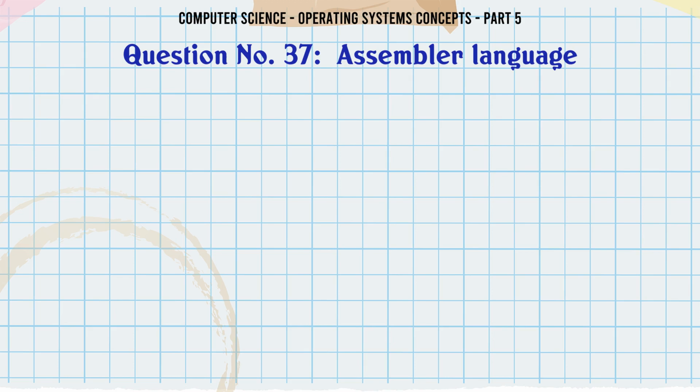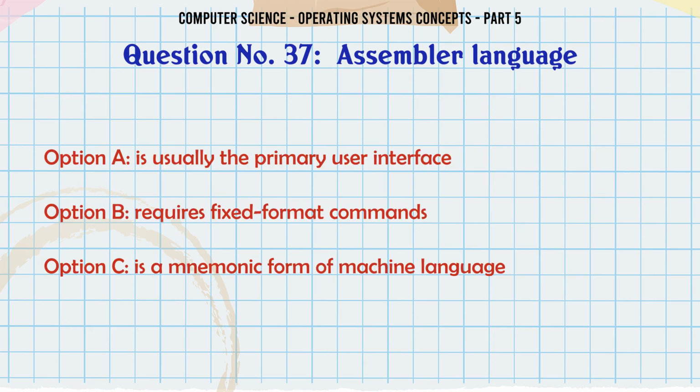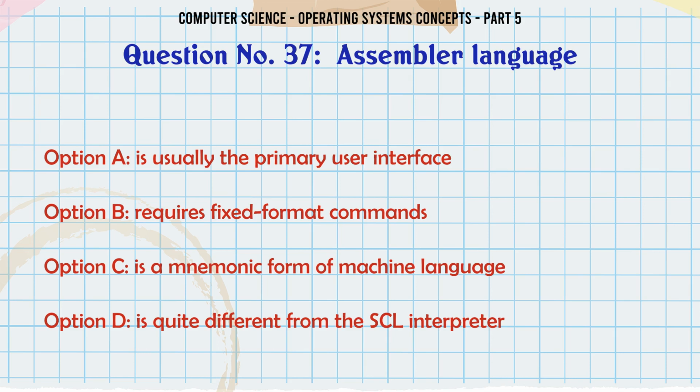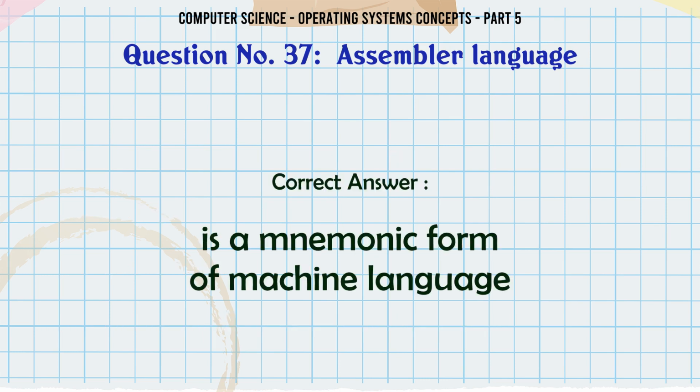Assembler language. A. Is usually the primary user interface. B. Requires fixed format commands. C. Is a mnemonic form of machine language. D. Is quite different from the SQL interpreter. The correct answer is a mnemonic form of machine language.